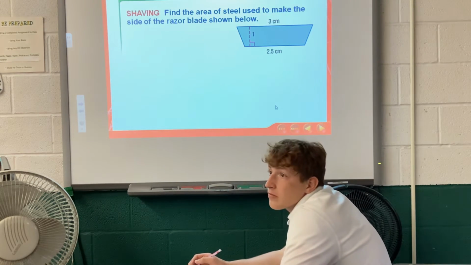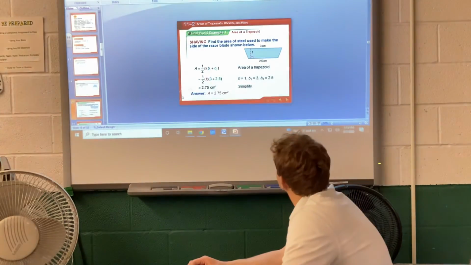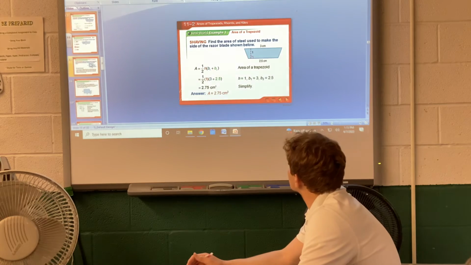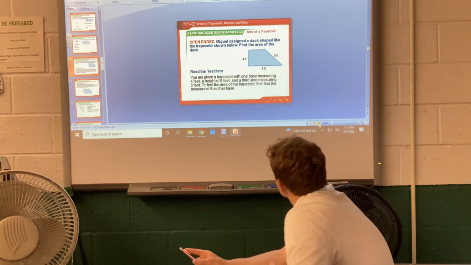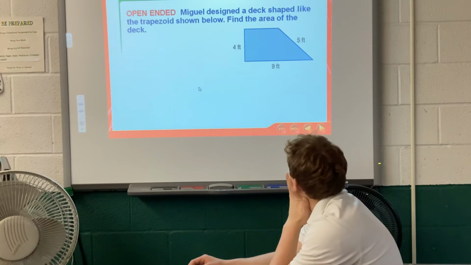Everybody okay with that? You need to see the math. This one's really easy because of 1. So the same thing right here. Now we kind of go backwards, right? Find the area of the deck.